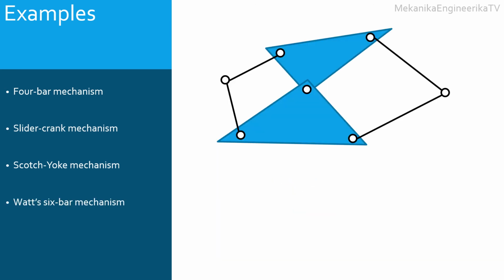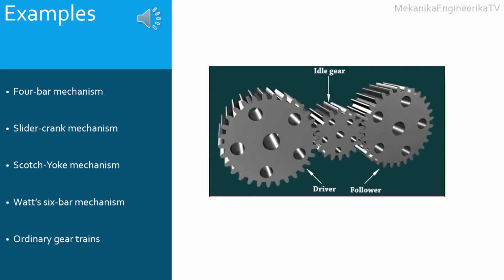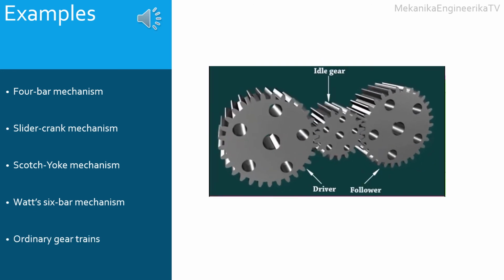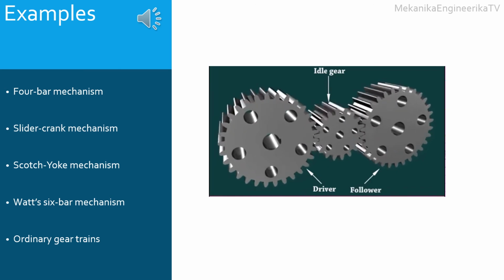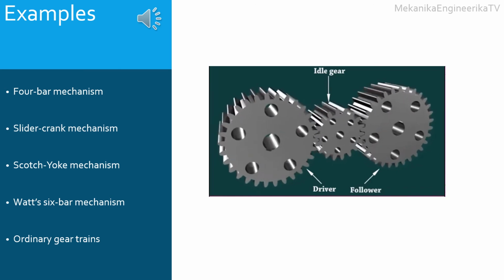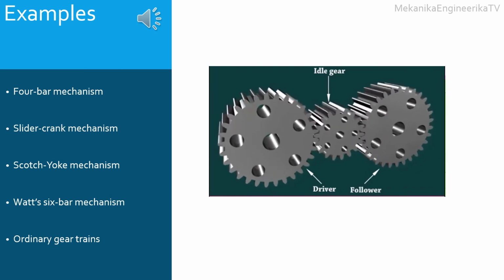Another example, involving higher number of links, is the 6-bar mechanism. It uses 6 links, 4 binary links and 2 ternary links. Any link can be considered as the ground. Here is a simple example of an ordinary gear train made up from 3 spur gears. Here the mechanism uses 4 links, the ground is the 4th link.